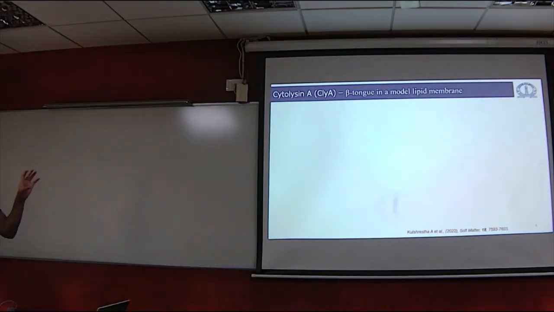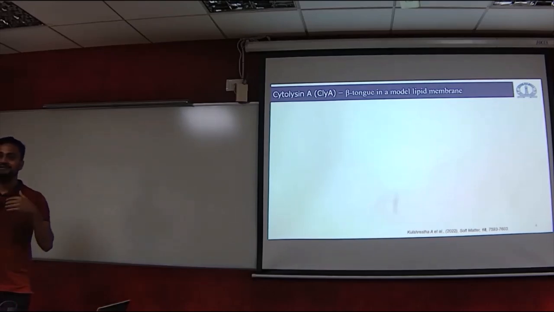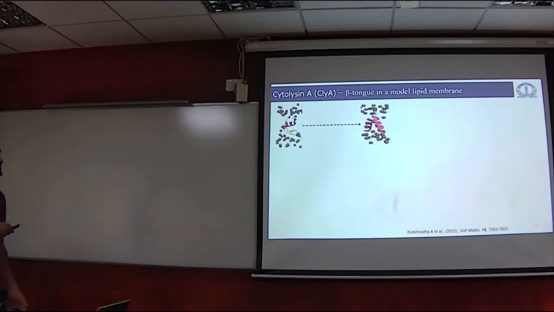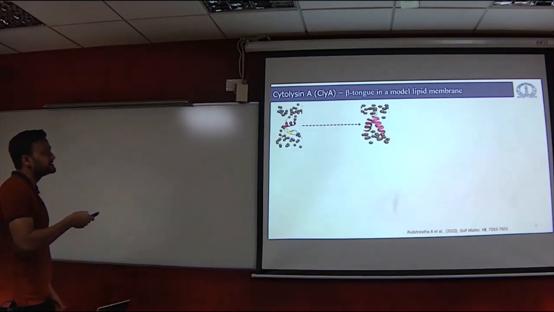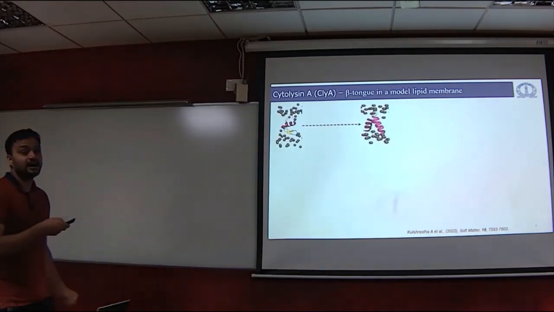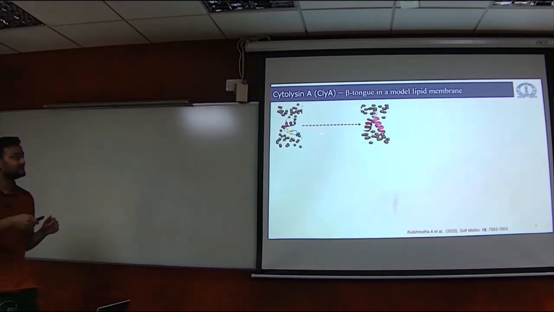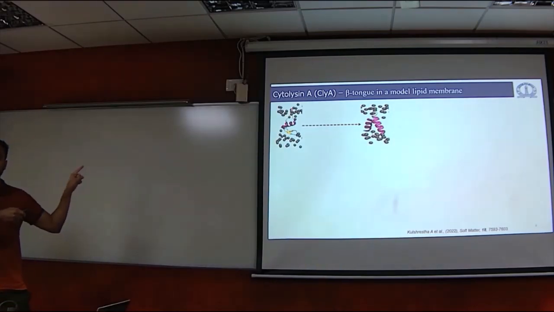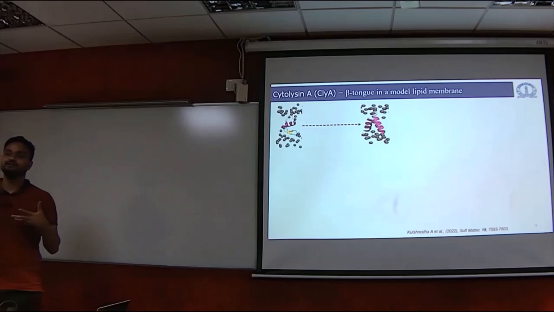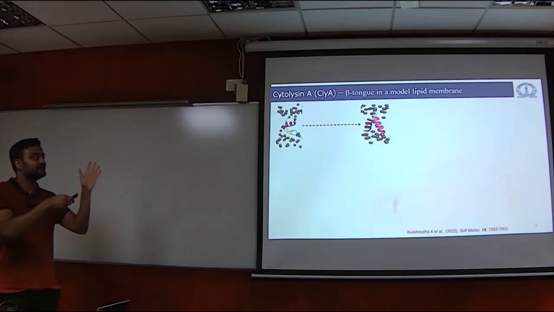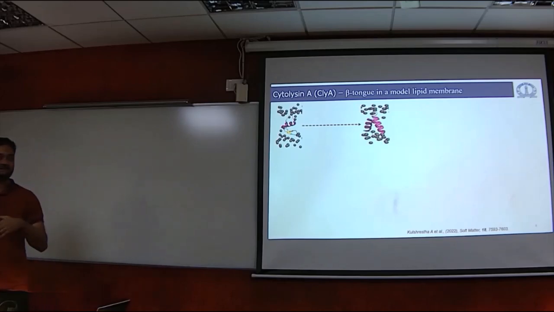So we put this beta tongue in a model lipid membrane. When I say model, it means we are only considering a single lipid. However, in reality, there can be more than one lipid component and several other things. So we simulate beta sheet and helix, both of them in membrane. However, as I already said, this beta sheet is actually water soluble, but we are putting it into the membrane because we already know that at the end, it has to go into the membrane and convert. We are considering that it has already gone inside.